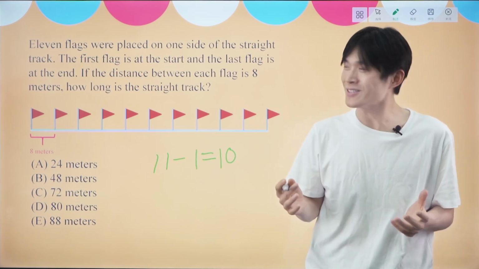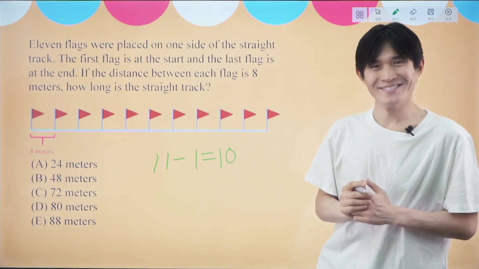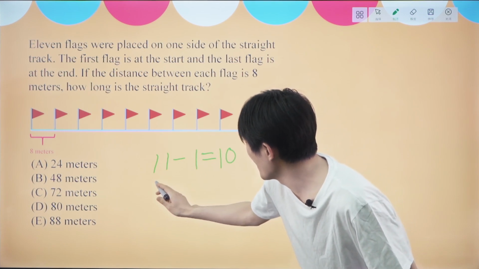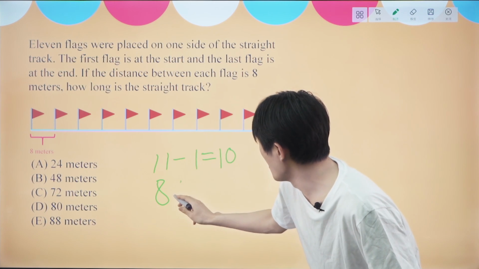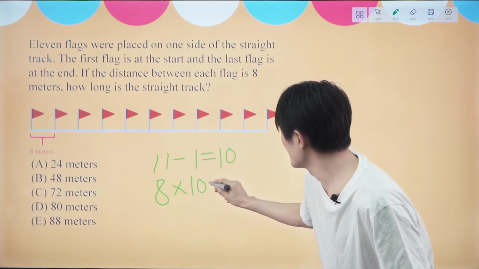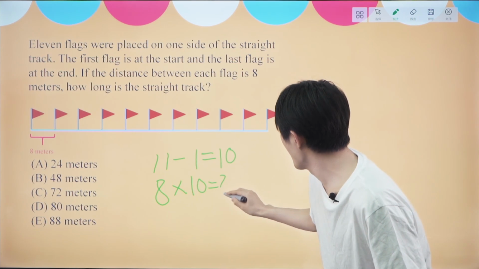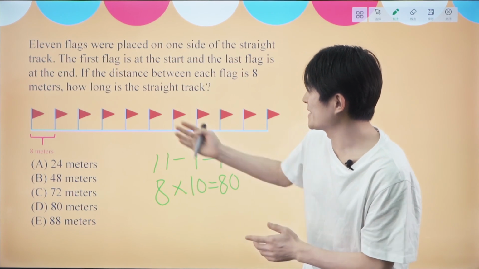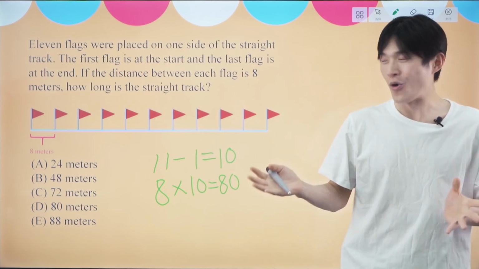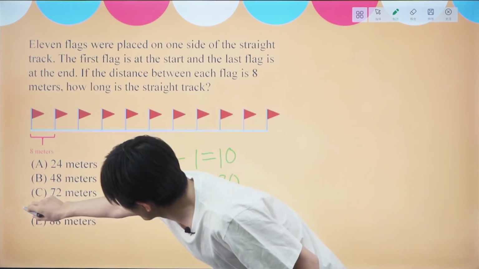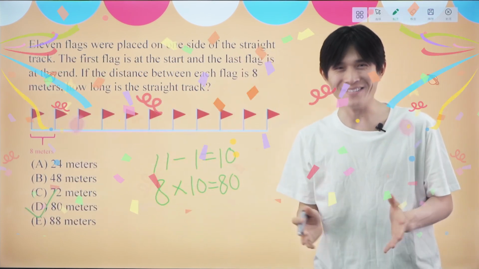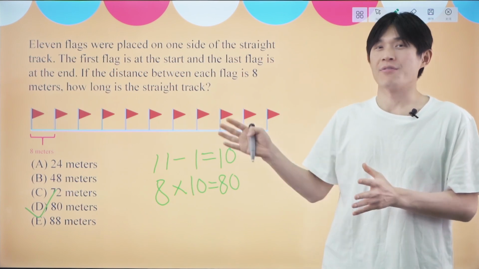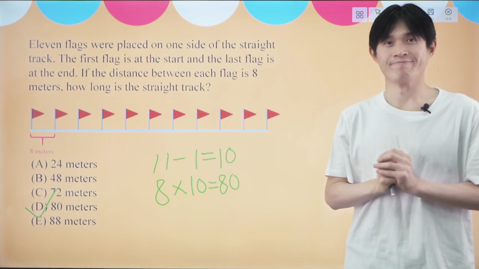So what is the distance of the straight track? So you can simply do this. So 8 meters times 10 is 80. So 80 meters is the straight track. So what is the option? We have D. Well done if you picked the right one. Okay, so this is how to solve this kind of interval problem.